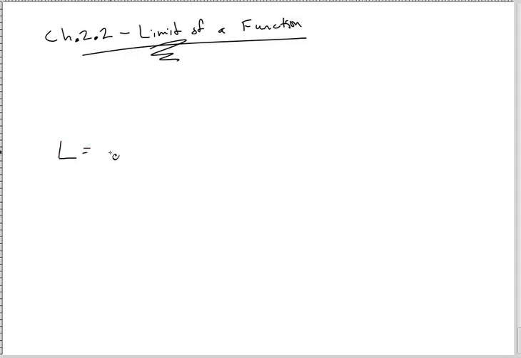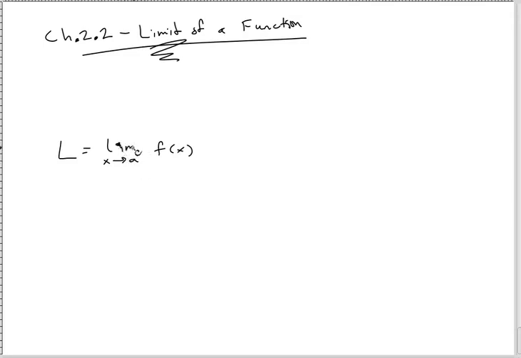Capital L is equal to lim, x arrow a, f of x. Cool. This right here is basically our prototype for the remaining chapter. All of chapter 2 is really devoted to limits, so here we go.